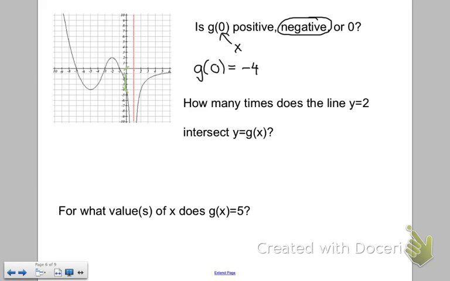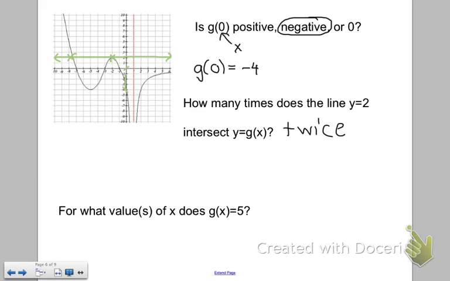Now, the next question asks us, how many times does the line y equals 2 intersect y equals g of x? So if I look at the line y equals 2, I'm talking about this line going across that passes through that y value of 2. Now, if I look at the graph, it actually intersects it twice. Once here, and once right here. Just touches it. So how many times does it intersect? It intersects twice.